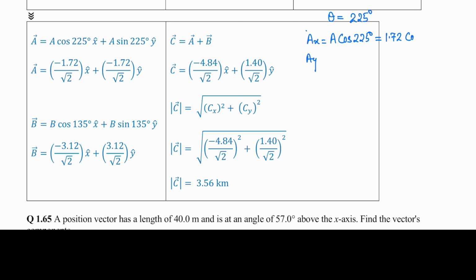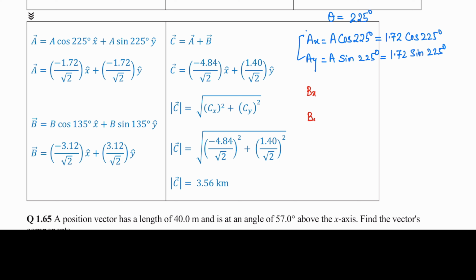1.72 times cos 225. Clear? Similarly, A sine 225. So 1.72 times sine of 225. Clear? So that you can understand A. Similarly, you can solve the B also.